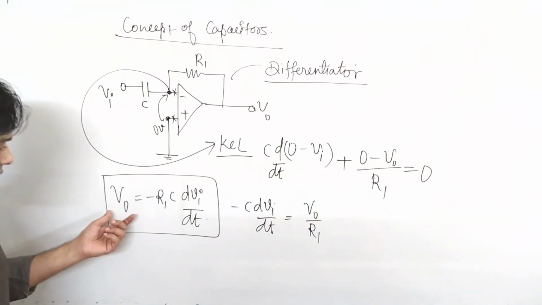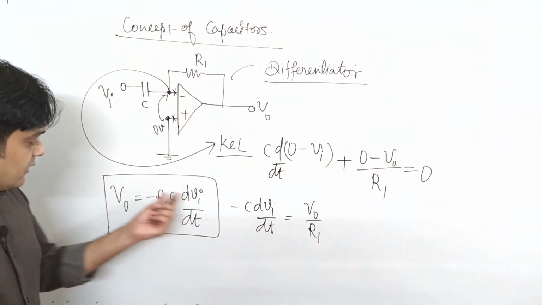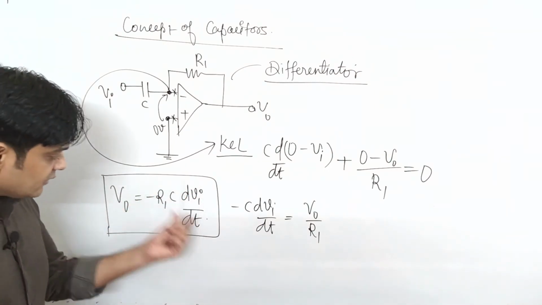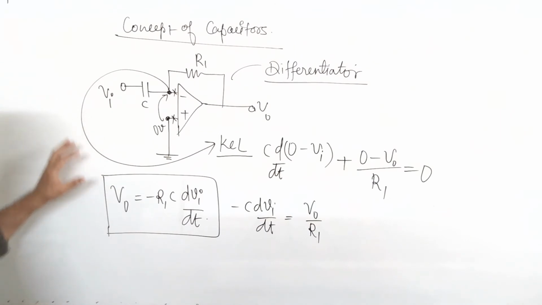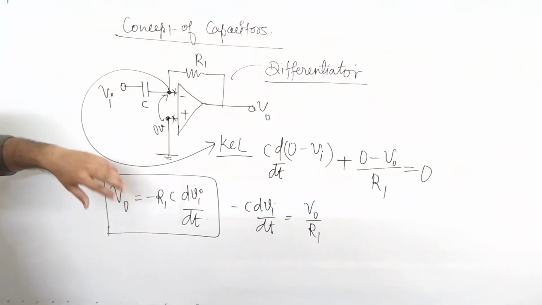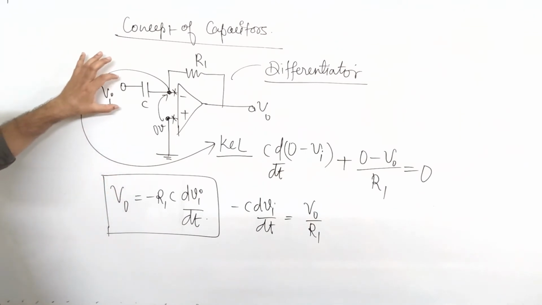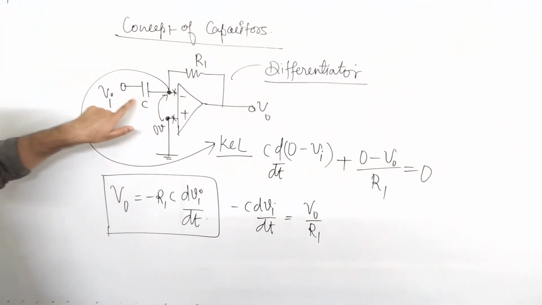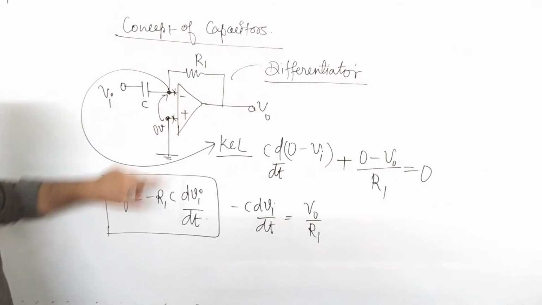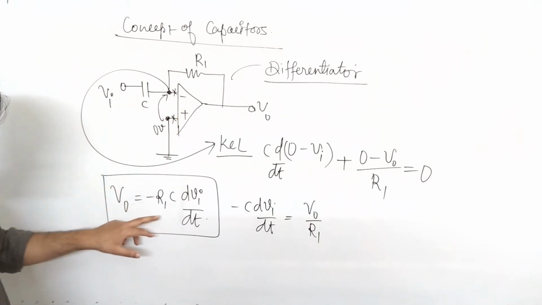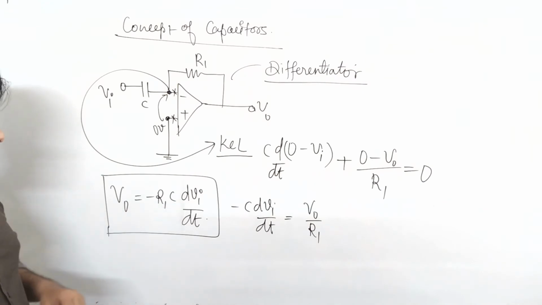From here we analyze that our output voltage is the differentiation of our input voltage, and that's why it is referred to as a differentiator. In both the conditions, integrator as well as differentiator, whatever input we have applied is at the inverting terminal, that is at the negative. So the voltage here comes to be minus R1C dV/dt.